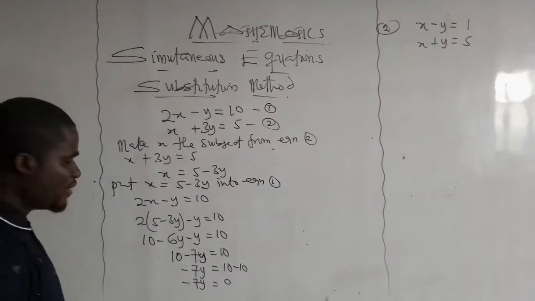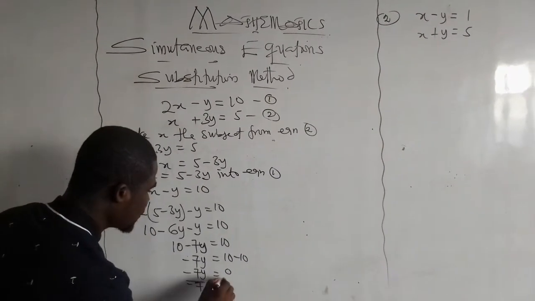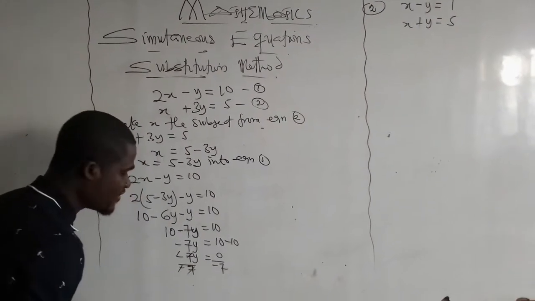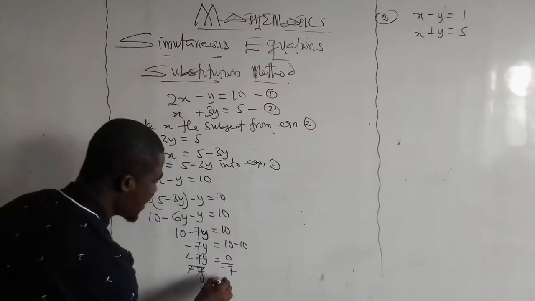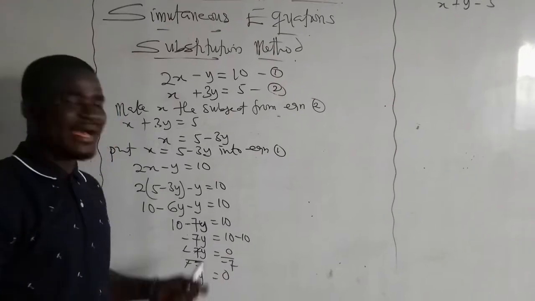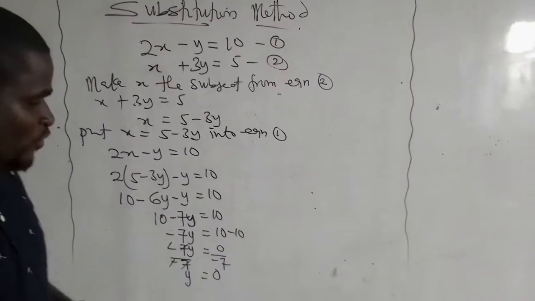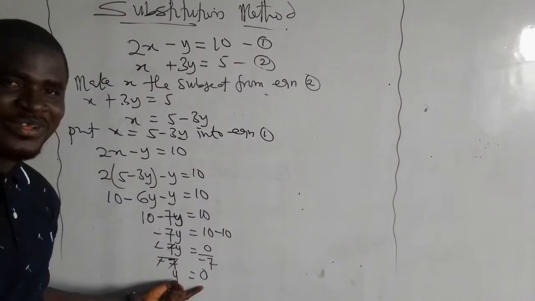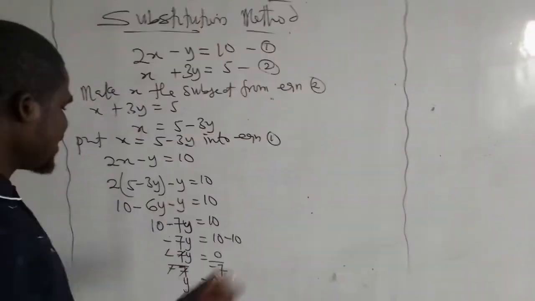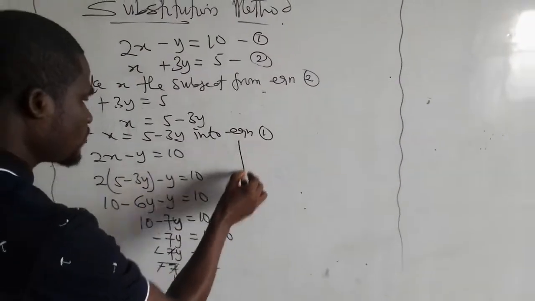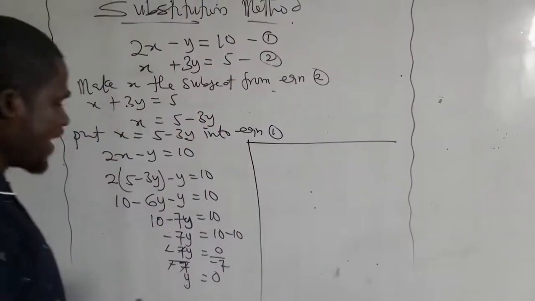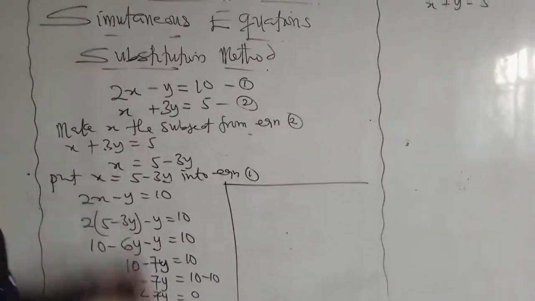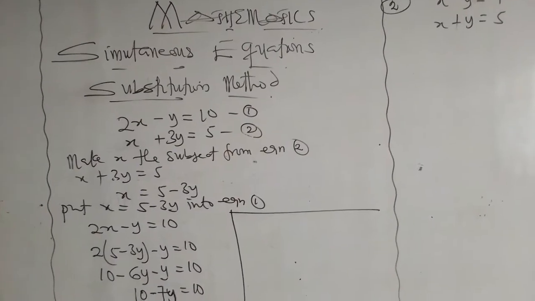Now divide both sides by negative 7. Negative will cancel negative, and 7 will cancel 7. Therefore, y is equal to 0, because 0 divided by any number is 0. Can you recall that in the elimination method we also had y equal to 0? Good. Now that we know y, let's put y equals 0 into equation 2.